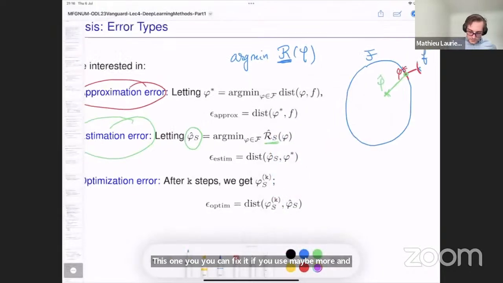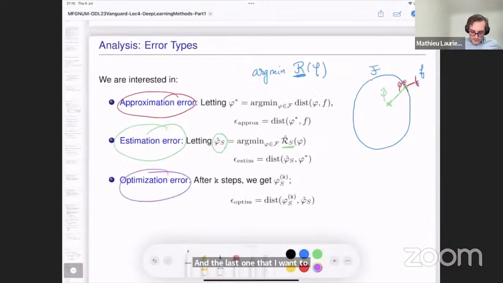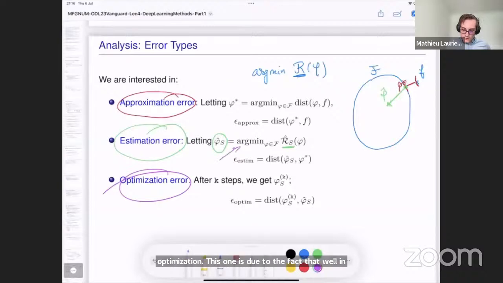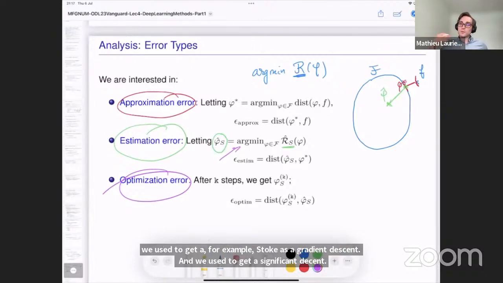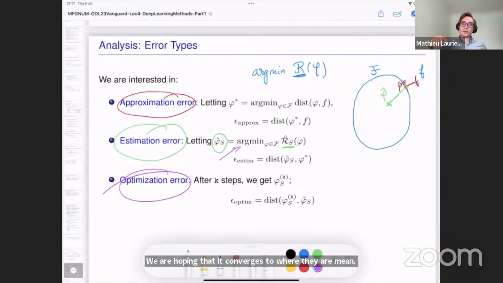And the last one that I want to describe is the optimization error. This one is due to the fact that, well, in practice, how do we get this arg-min here? Well, we don't. In fact, what we do is we approximate it using, for example, stochastic gradient descent. We are hoping that it converges towards the arg-min. Converges meaning that it uses infinitely many steps.